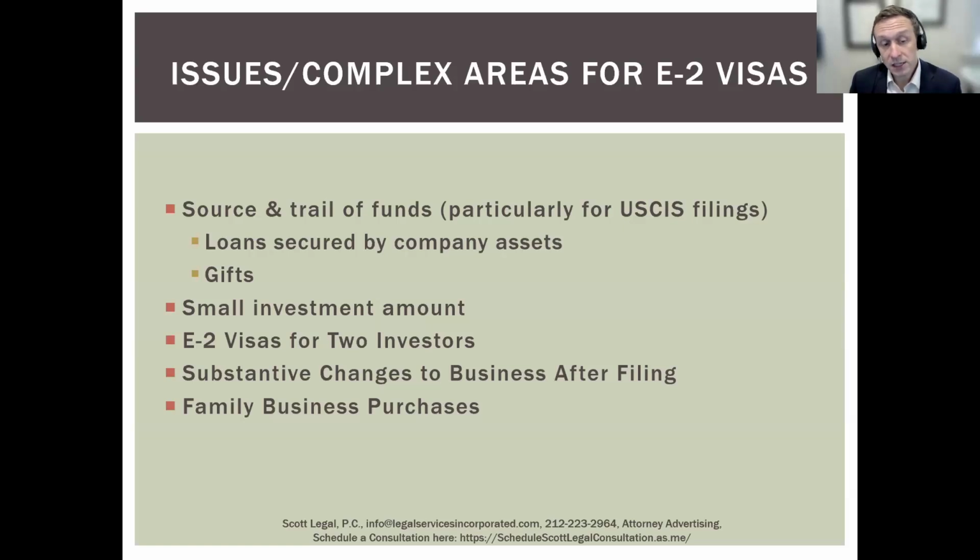E2 visas for two investors. This is possible because the minimum ownership is 50% to qualify. So you can have 50-50 owners. The other owner can be from any E2 treaty country if you want them to have an E2 visa. Or if it's just you, the other owners can be anyone. So you just need to own 50% of the business to qualify for the E2 investor visa. But for two investors, they both do need to invest in the business. They both do need to be actively involved in the business. So that is important.